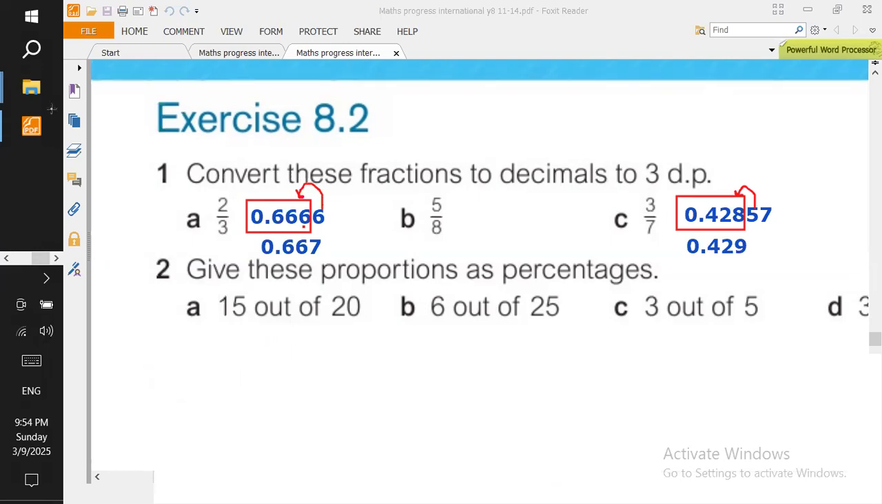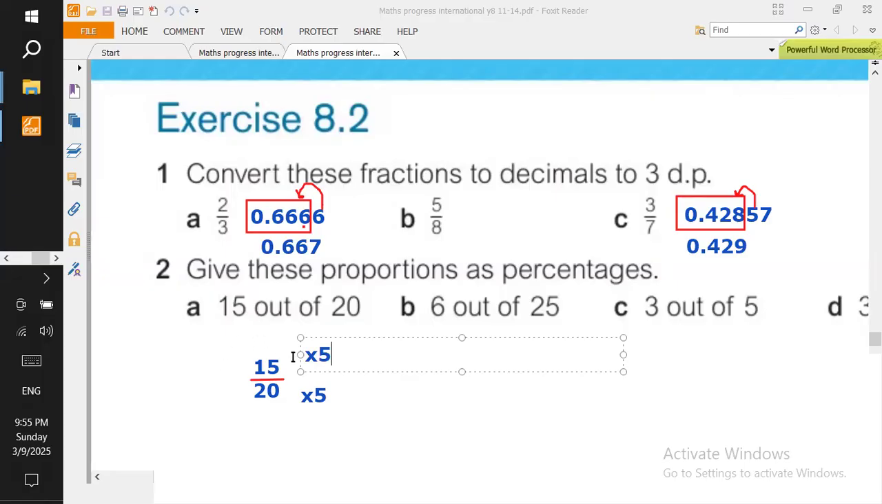So the first one is 15 out of 20. Now I want to write this as a percentage. It means I have to turn the 20 into 100. This happens by multiplying the 20 by, very good, 5. So I multiply this by 5. Same idea, because I multiplied the denominator, I have to multiply the numerator, so times 5.